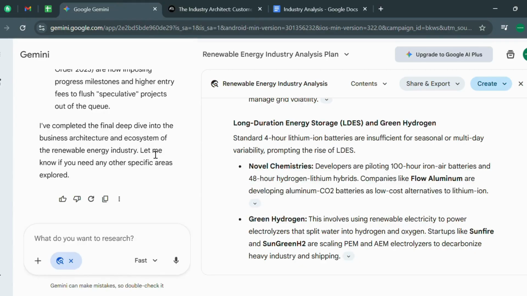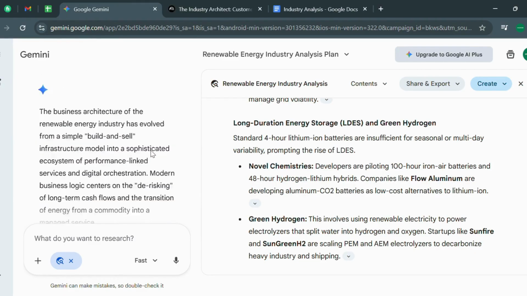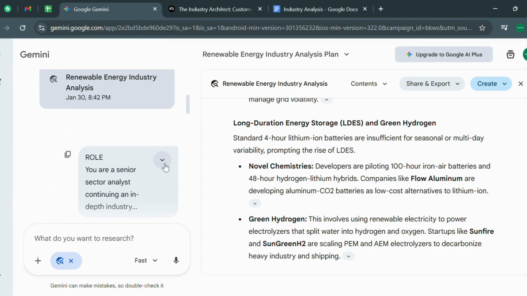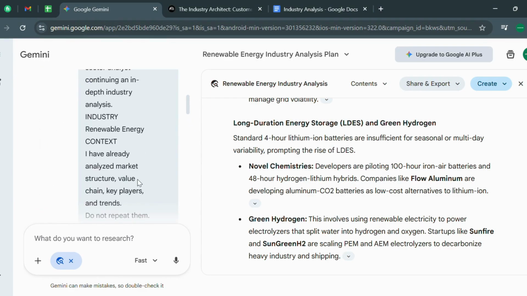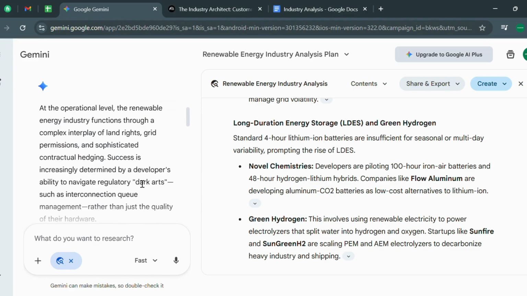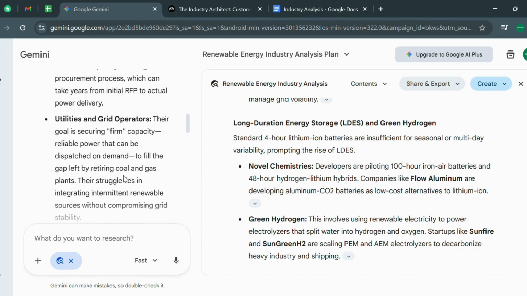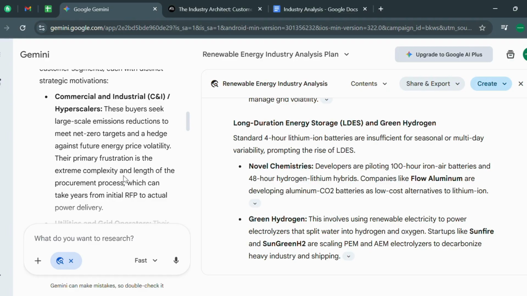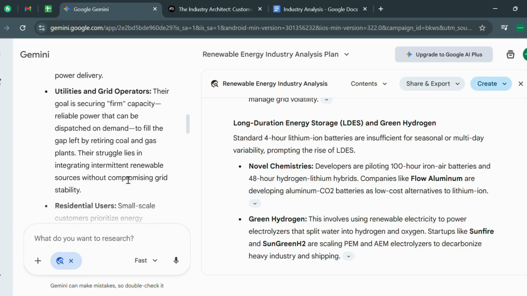Here's my second prompt that I have given, that we were talking about here. The first prompt that I gave was actually a very detailed one, but the second one is not as detailed. So your answer will be coming off this canvas. And here's the answer: customer profile, goals and frustration, commercial, industrial, hyperscaler, utilities and grid operators.